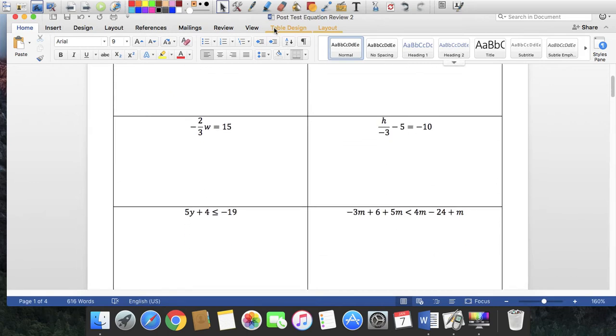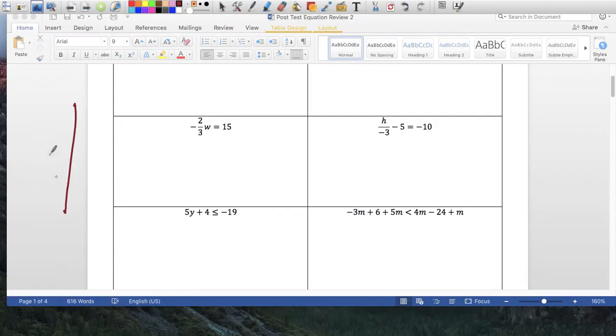Okay, so now this one, I'll make a story. Let's show you that I have a variable w which is being multiplied by -2/3, and that equals 15. So going backwards, I have to divide this by -2/3. So just think of what dividing by a fraction means. Dividing by a fraction means that you're going to multiply.